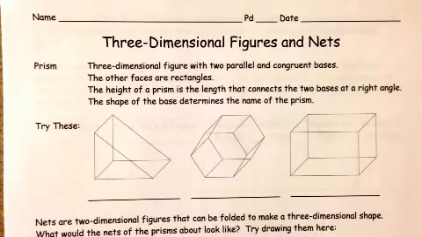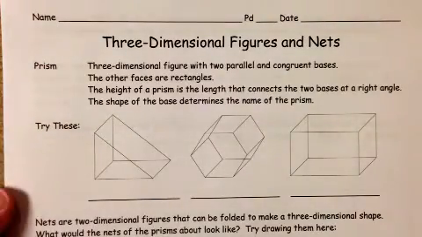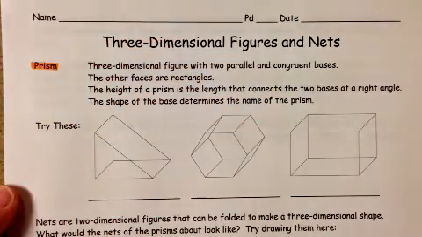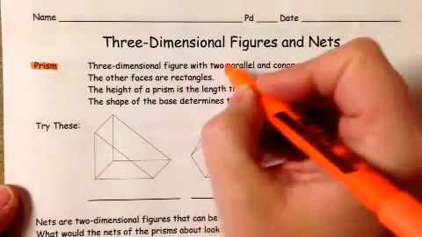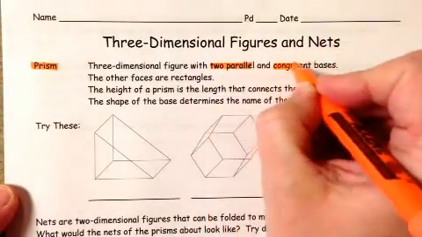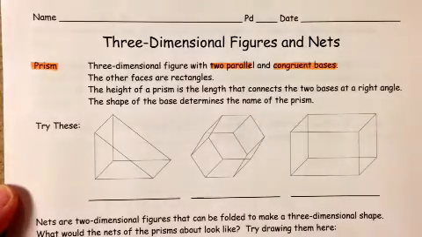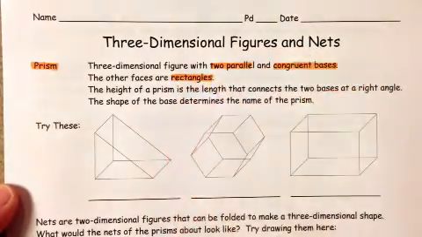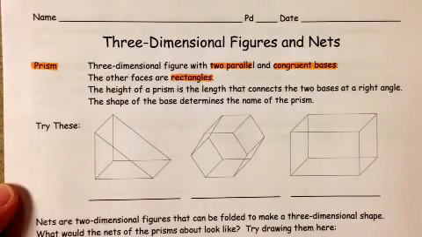Today we're going to review three-dimensional figures and learn about nets. To start off with, we're going to talk about the prism. Highlight the word prism. It's a three-dimensional figure with two parallel and congruent bases. Highlight two parallel and congruent bases. The other faces are rectangles. Highlight rectangles. The height of a prism is the length that connects the two bases at a right angle.